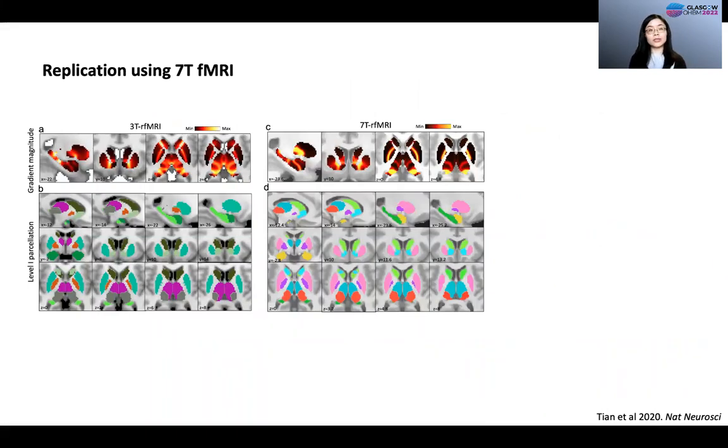The next validation step is to validate the parcellation using a different imaging modality. Here, I just show one example of replication using 7T fMRI. We can see that they all look similar. It's just an example of the scale 1 parcellation. They all look quite similar, and in 7T the boundary is even sharper, maybe benefiting from the better spatial resolution and also the contrast to noise ratio.